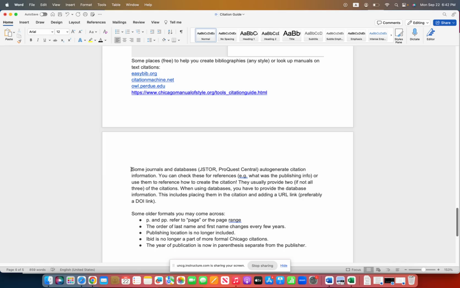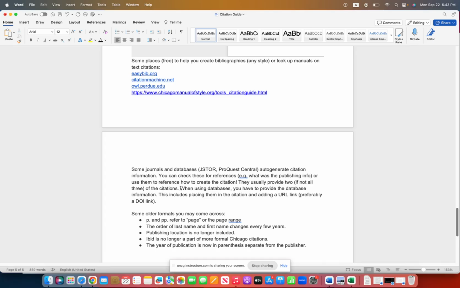Some of your journals and databases are going to also auto-generate citations for you, JSTOR, ProQuest Central, and others like that. You'll usually find it in the menu or left-hand bar. You can also check these for the references, the publishing info, and when it was published, and that'll help you check the citations too. They usually cite MLA and Chicago. Some of them will cite APA as well.